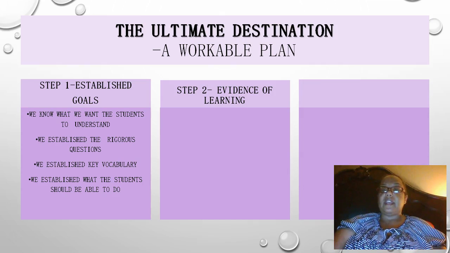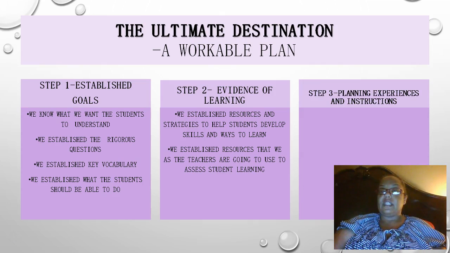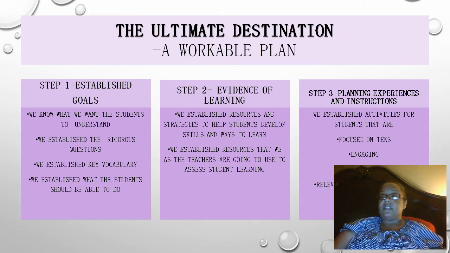In step 2, evidence of learning, we established resources and strategies to help students develop skills and ways to learn. We established resources that we as teachers are going to use to assess student learning. And in step 3, we plan experience and instructions for our students. We establish activities for the students that are focused on the text, engaging, learner-centered, and relevant to student interests.